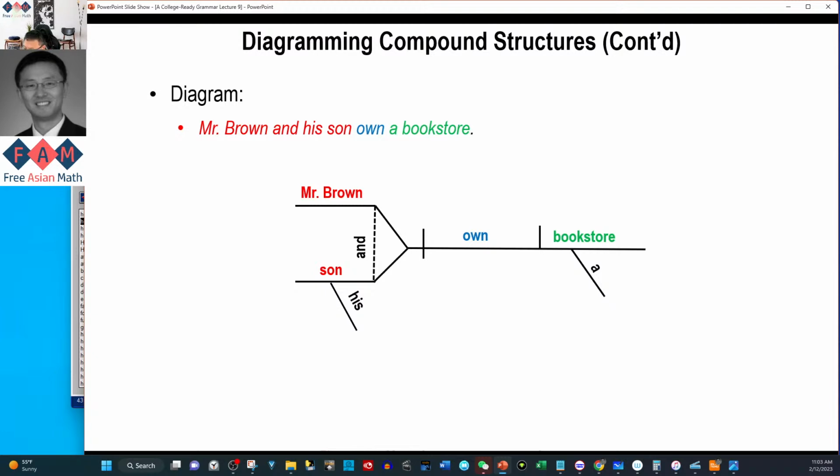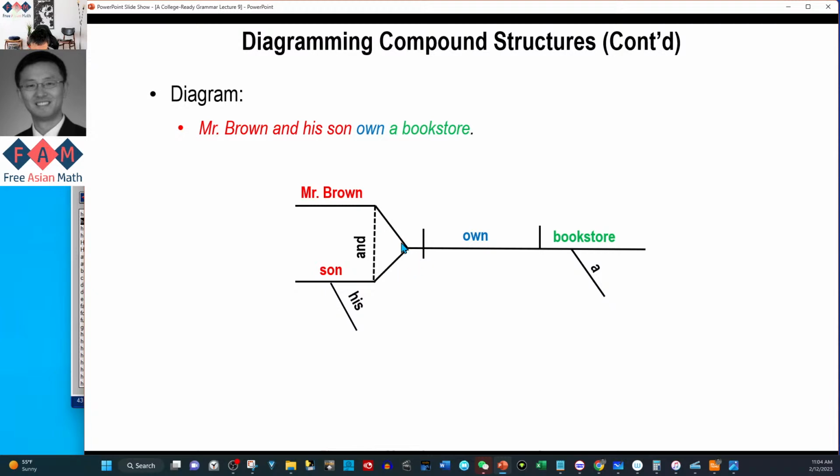The first one, Mr. Brown and his son own a bookstore. You have a compound subject. Therefore, you join them together with a structure like this. A branch out for the subject. So Mr. Brown and his son, because we have two entities in the subject place. This is so complicated. We don't have enough space to put everything in, and we want to illustrate this compound structure. So what you do is that at that subject place, you branch it out into two things. That's why you have this little triangle here.